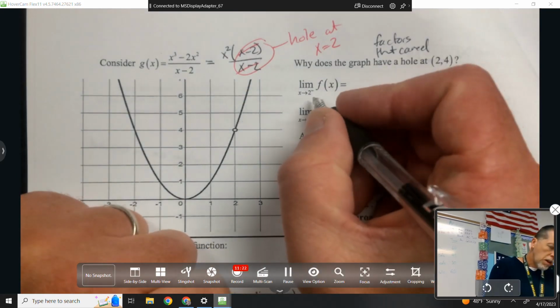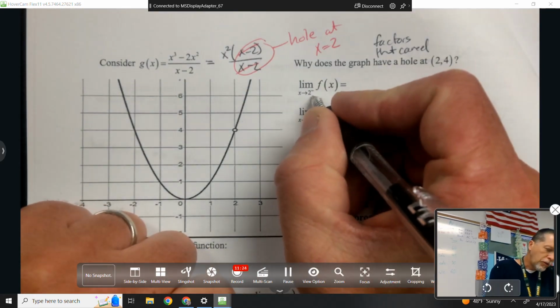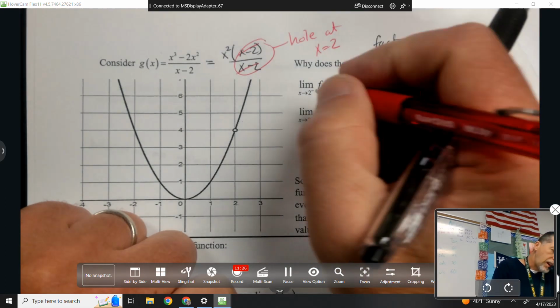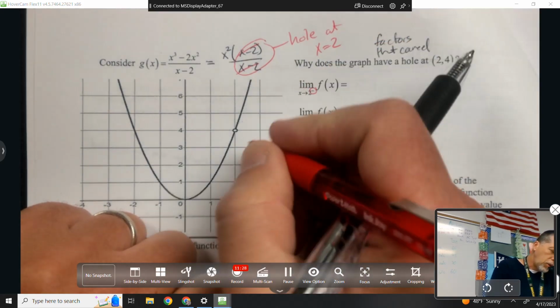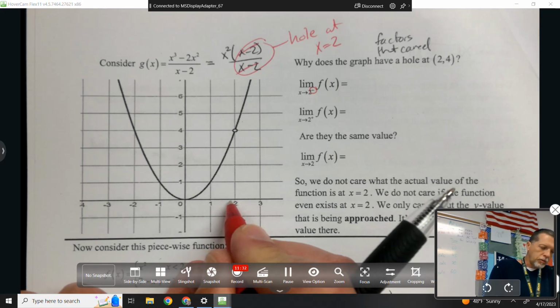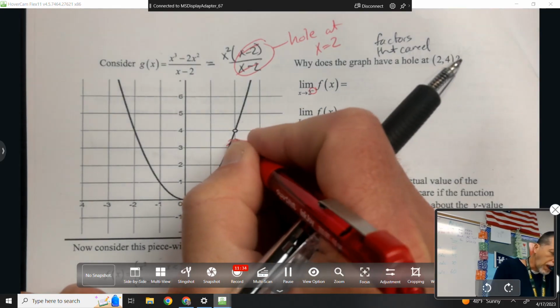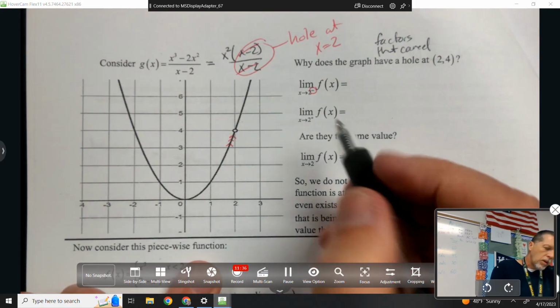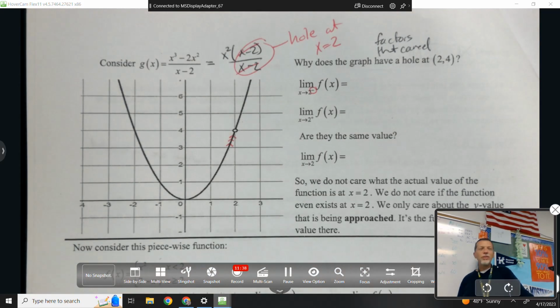Okay, well, as x approaches 2 from the left, x approaches 2 from the left. So I'm getting closer and closer to 2 from the left, so I'm coming in this way. What is that function headed towards? What's its intended height? Where do we think it's going to land? 4.